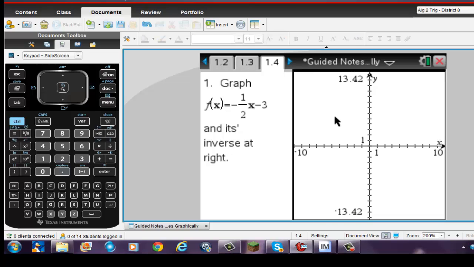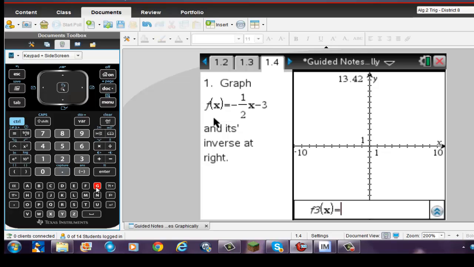Click over on the graphs page and do a Control-G to see your entry line and enter the name of that function, again, negative 1/2 x minus 3. Hopefully you won't be surprised that you see a line that goes through negative 3 on the y-axis and has a slope of negative 1/2. Review of last week and last year.